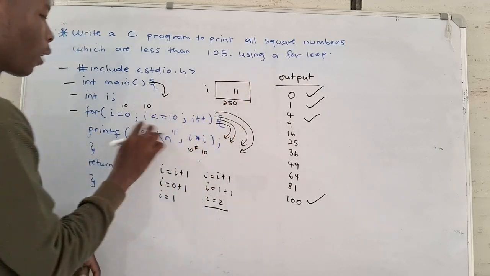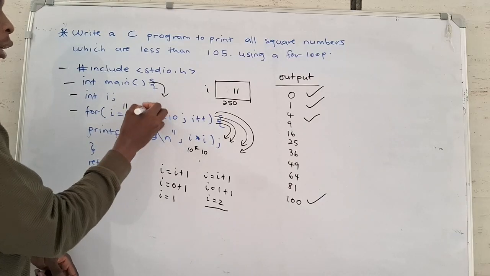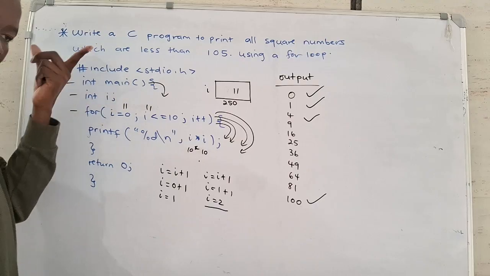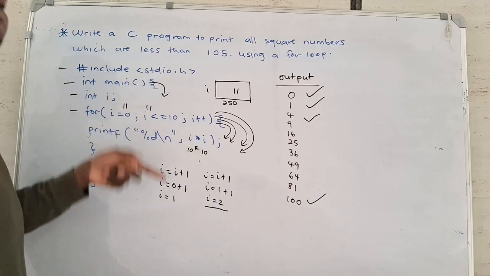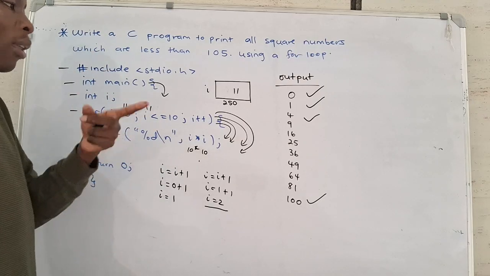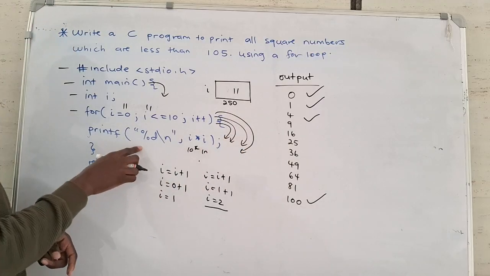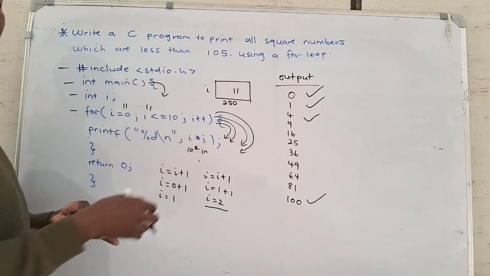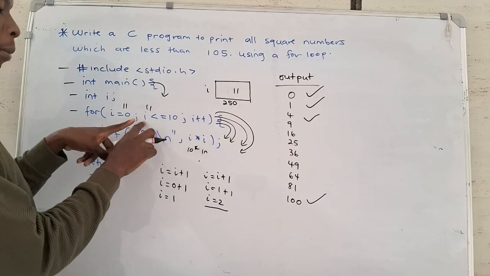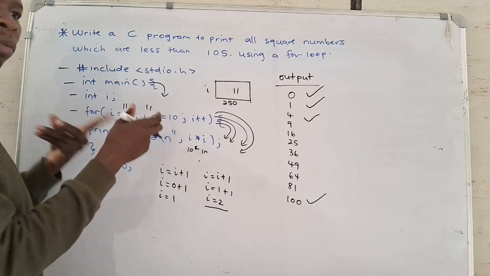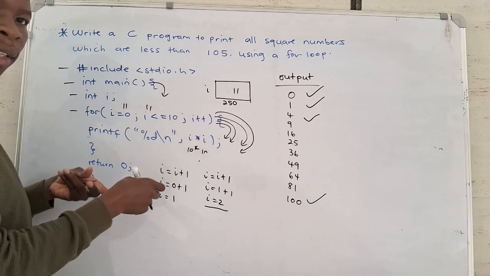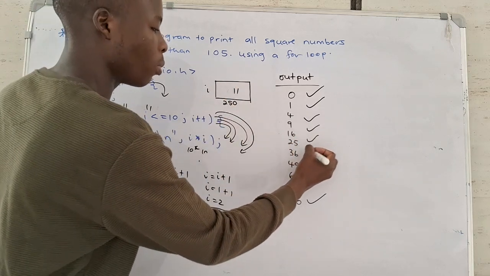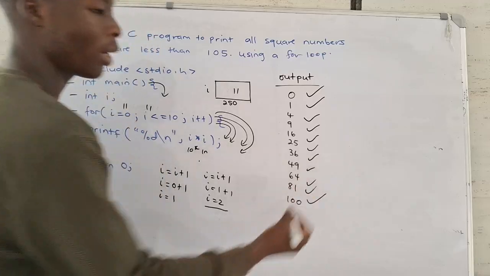Now the new value of i is 11. Is 11 less than or equal to 10? This is false. This is wrong. 11 is greater than 10. So the compiler is not going to enter into this for loop, which means 11 into 11 is not going to be printed, because the moment it checked, this condition is false. So it is not going to enter into the for loop. So this is the output. This is what you are going to get.